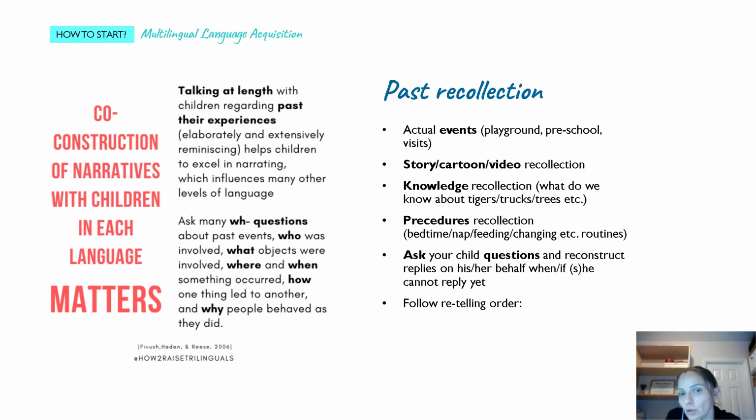So what you can do is recollect actual events: playground, preschool visits, anything. Visits of relatives or visiting somebody. Story, cartoon, or video recollection. I recommend that because I'm a story type of person, so I normally did a retelling of the story after we finished reading. Also, knowledge recollection. What do you know about tigers, trucks, trees? So question your child. This is the time to check what they know, but with only one person. The purpose, right?